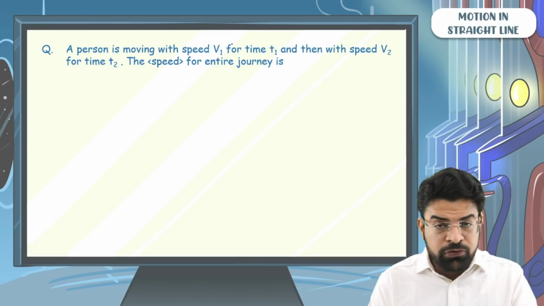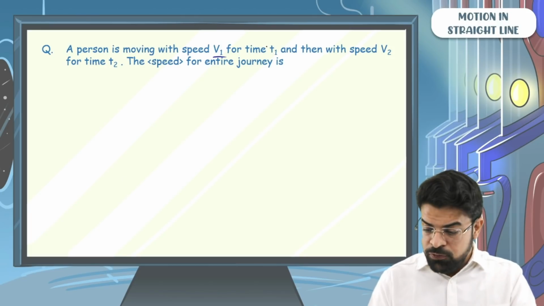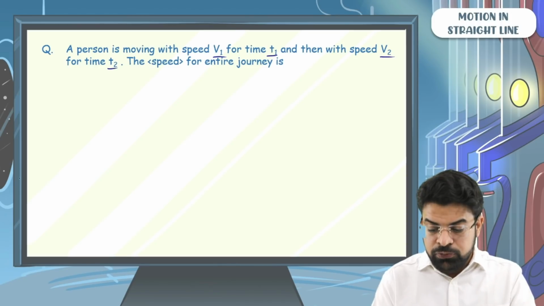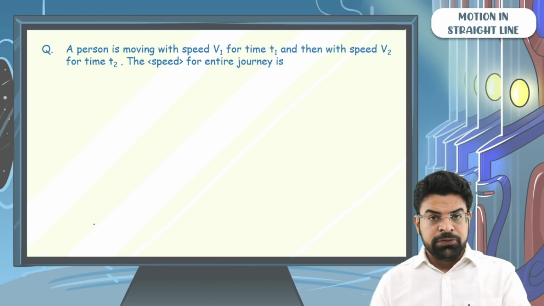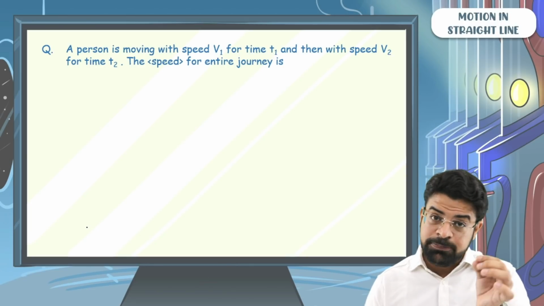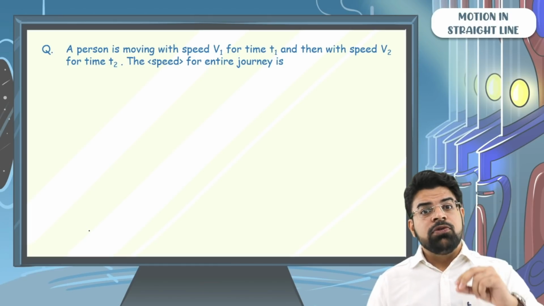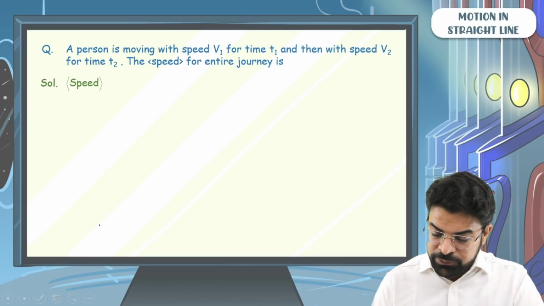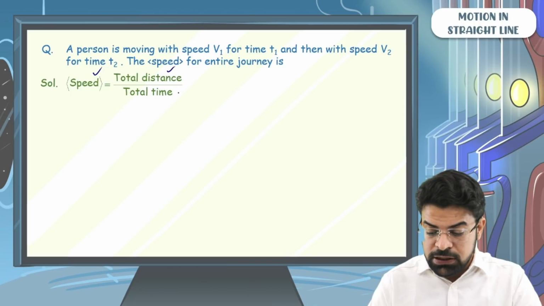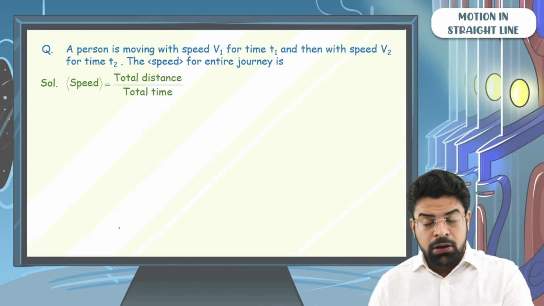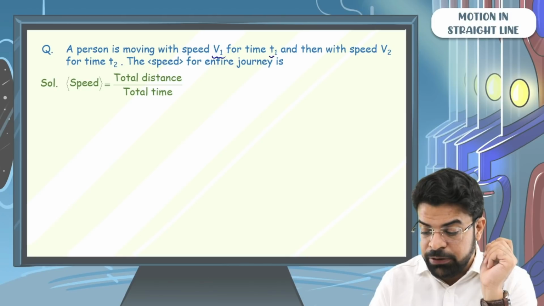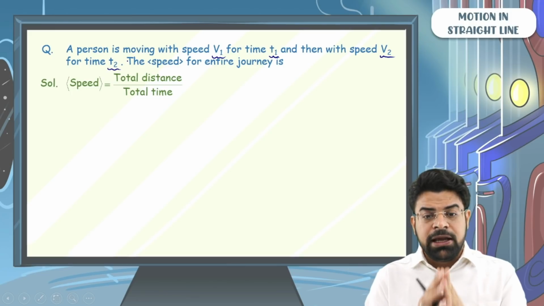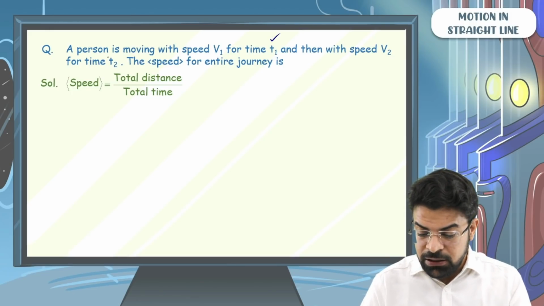A person is moving with speed v1 for time t1 and then with speed v2 for time t2. Find the average speed for the entire journey. So the person first moves with speed v1 for time t1 and then the person moves with speed v2 for time t2. What is the average speed of this person? You will say the average speed of the person equals total distance traveled upon total time taken. The total time taken in this journey will be nothing but t1 plus t2.